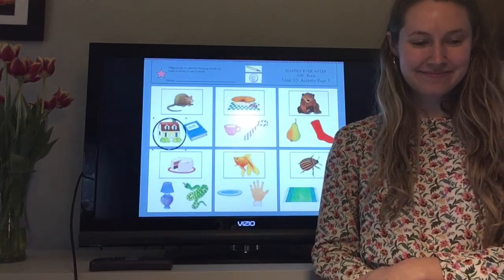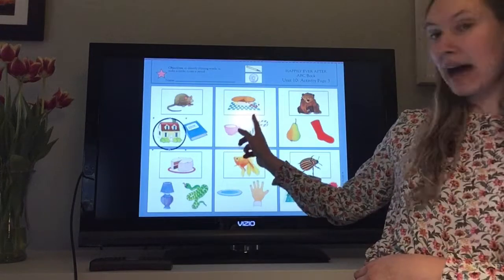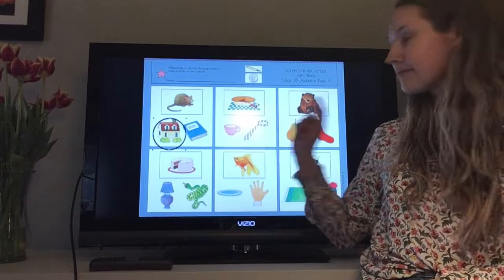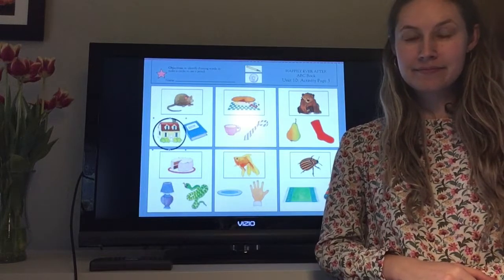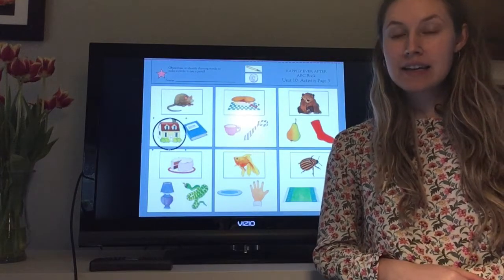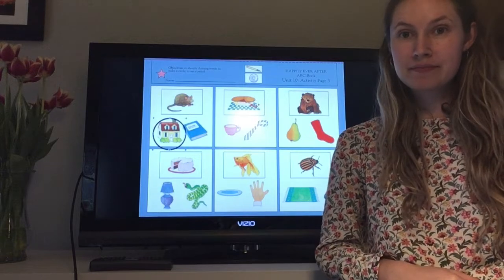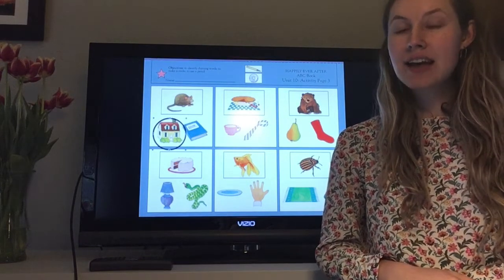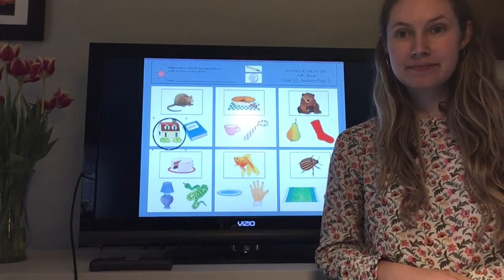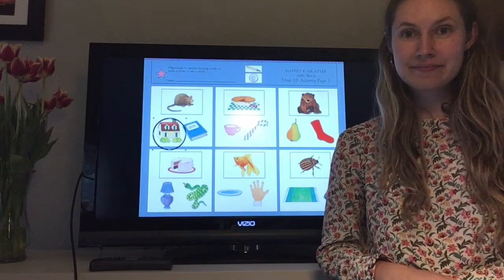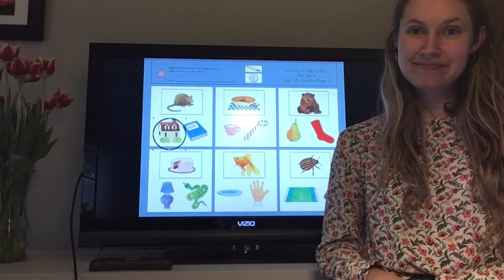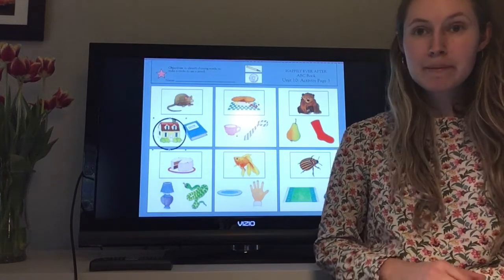Now look at the box with the pie in it. Below the pie, you see a cup and a tie. Say pie and cup with me. Pie, cup. Now say pie and tie with me. Pie, tie. Which word rhymes with pie? Cup or tie? Circle the picture of the word that rhymes with pie.